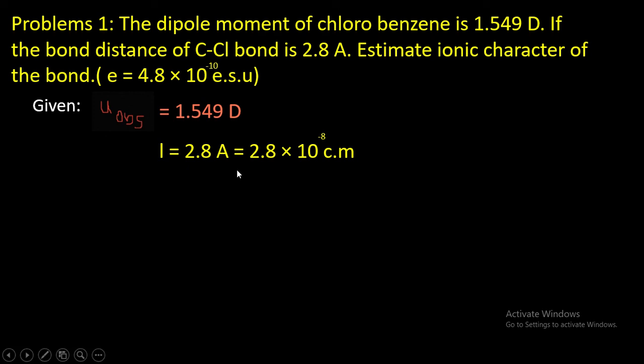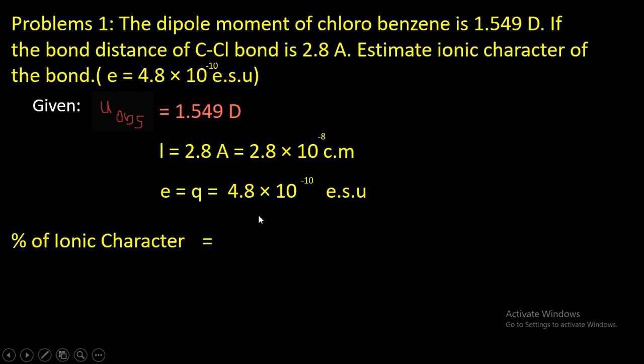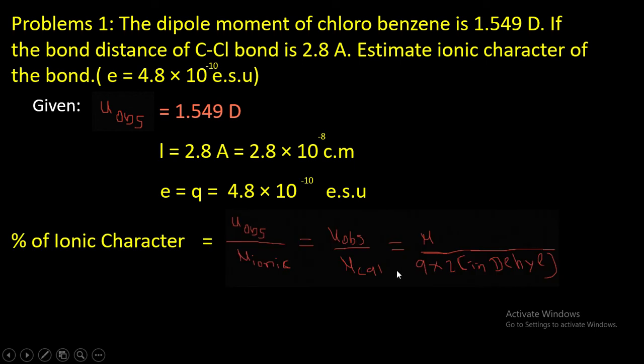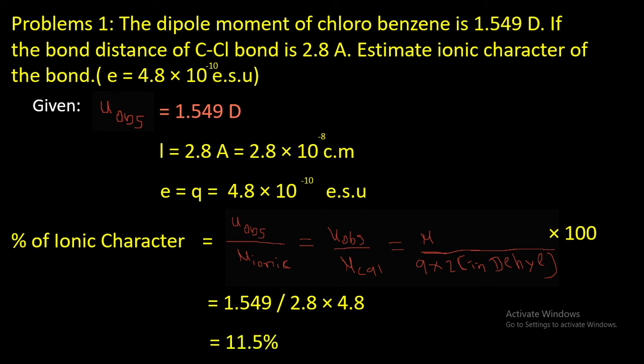The angstrom is converted into centimeter. Therefore, multiply by 10 raised to minus 8. Therefore, 2.8 angstrom equals 2.8 into 10 raised to minus 8 centimeters. Then the charge, denoted by e or q, equals 4.8 into 10 raised to minus 10 ESU. First calculate the calculated dipole moment, that is q into l. Putting these values in our equation, it becomes 1.549 upon 2.8 into 4.8, that gives 11.5 percent. Therefore, such a compound has 11.5 percent ionic character.